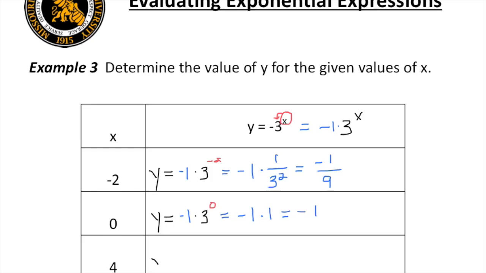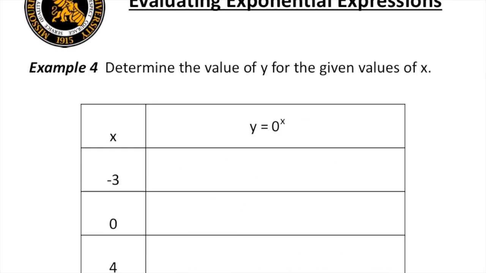One final evaluation. Let's evaluate this equation where x equals 4. So we have -1 times 3 to the 4th power. 3 to the 4th power is 3 times 3 times 3 times 3. And after computing that product, we see that that is -81.